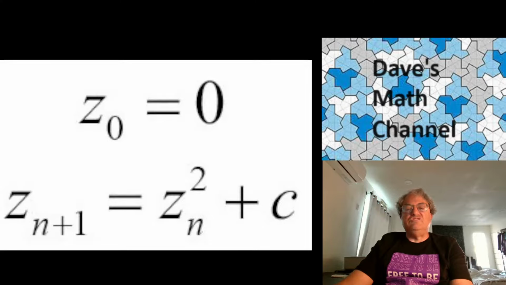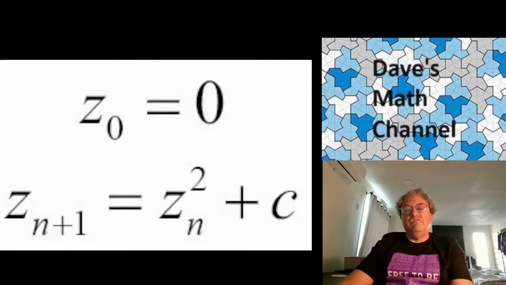It's a complex sequence, meaning these numbers z0, zn plus 1, those are all what are known as complex numbers. Complex numbers are a two-dimensional extension of the real numbers, where you add a number called i, the imaginary unit. Complex numbers are just numbers of the form a plus bi, where a and b are arbitrary real numbers, and i is the square root of -1.